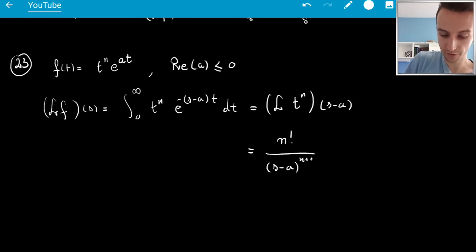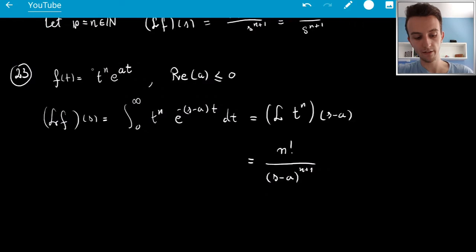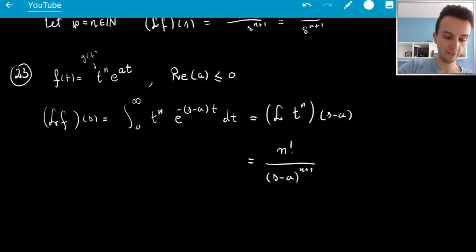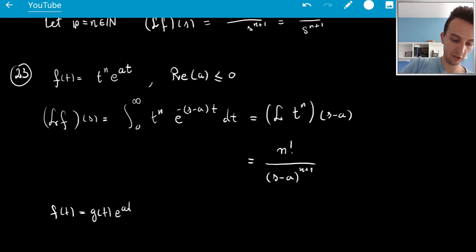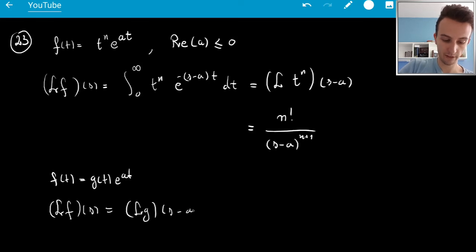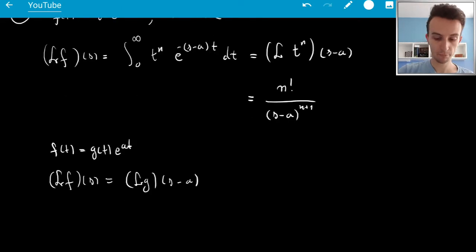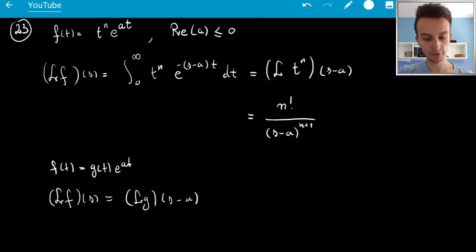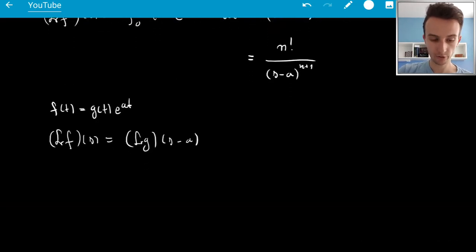All I did was notice that this exponential goes in, and just generally, if you have g of t, let's write that even more general. So if f of t is g of t e to the at, then the Laplace transform of f at s is equal to the Laplace transform of g at s minus a. This is pretty obvious. And I suppose from this, we can really get all of the sines and cosines.